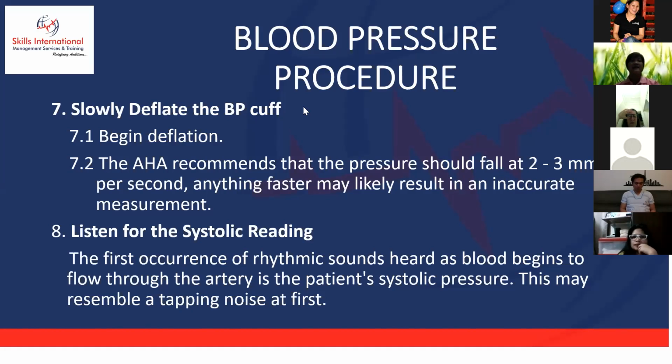Number seven, slowly deflate the blood pressure cuff, gently. The American Heart Association recommends that the pressure should fall at 2 to 3 millimeters of mercury per second. Anything faster may result in an inaccurate measurement. Imagine that, if the deflating is not proper, you will get an inaccurate blood pressure measurement. So it's very difficult, right?